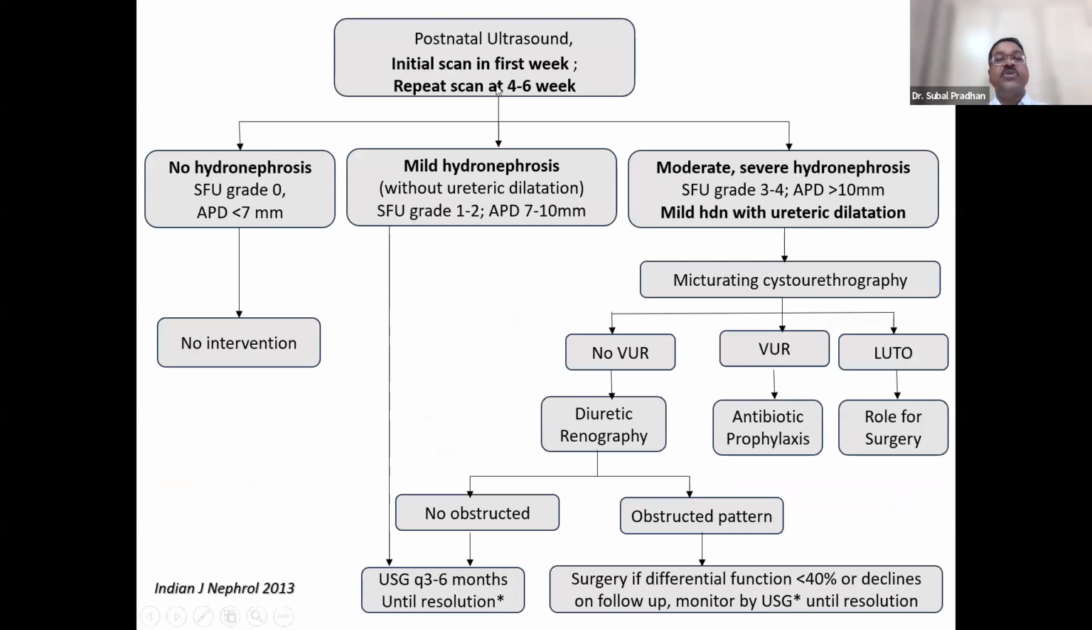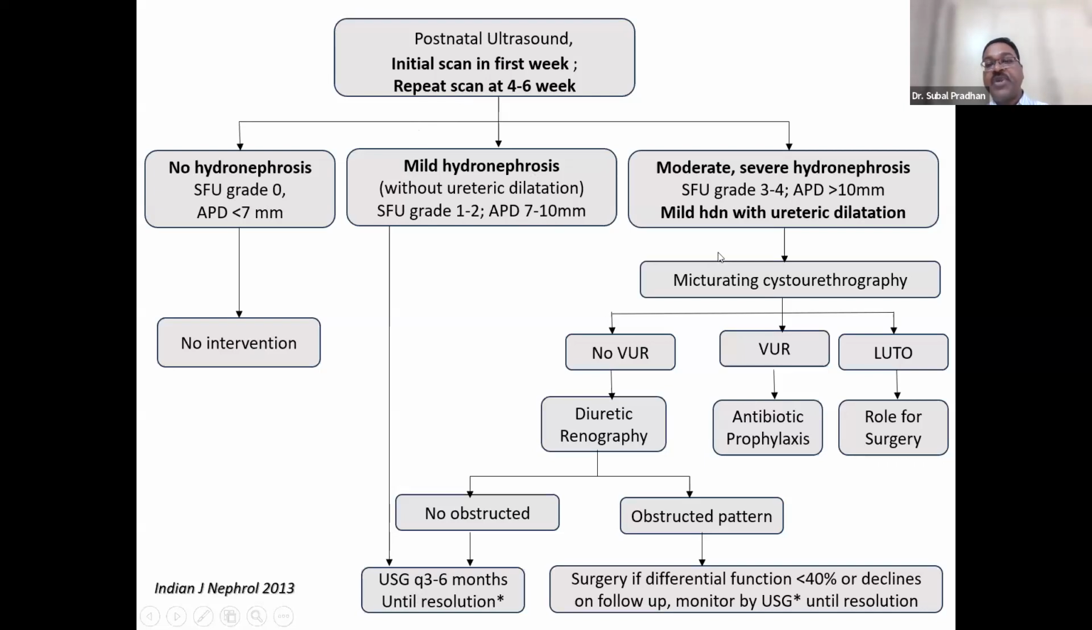The first scan should be done within the first weeks, and even if the first scan is normal, a repeat can be done at 4 to 6 weeks. If there is no hydronephrosis, no intervention is required. If there is mild hydronephrosis, SFU grade 1 to 2 or APD 7 to 10 millimeter, ultrasound should be done every 3 to 6 months until resolution of hydronephrosis.